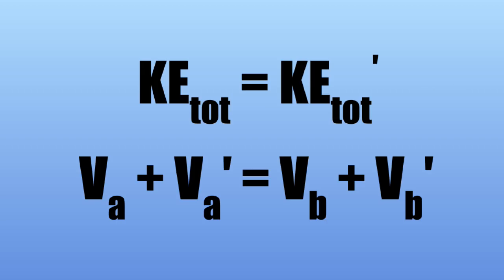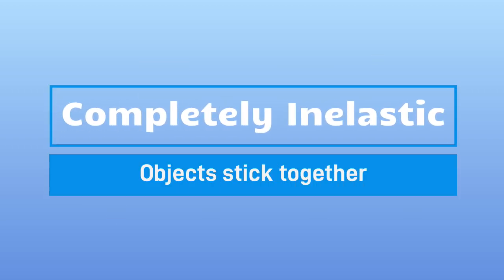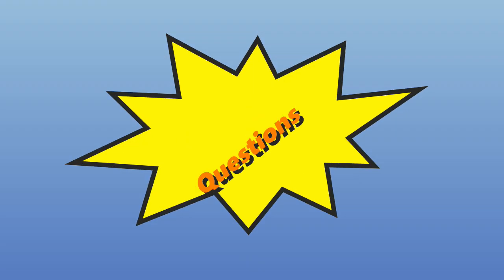For inelastic collisions, the kinetic energy is not conserved, so we cannot use these two formulas. There's something called a completely inelastic collision, which is where the two objects completely stick together after the collision and therefore have the same final velocity. Let's look at an example of this.